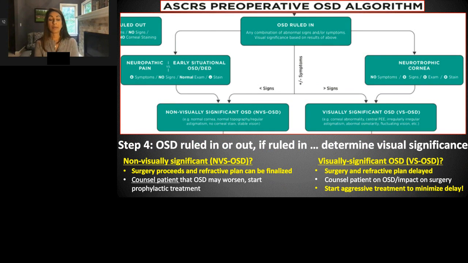And then from there, if the patient has any abnormality, so abnormal symptoms, abnormal signs, or an abnormal clinical exam, so for example, revealing corneal staining, then the patient is deemed to have visually significant ocular surface disease. Surgery should not proceed, and the patient should have aggressive treatment to minimize the delay to surgery.